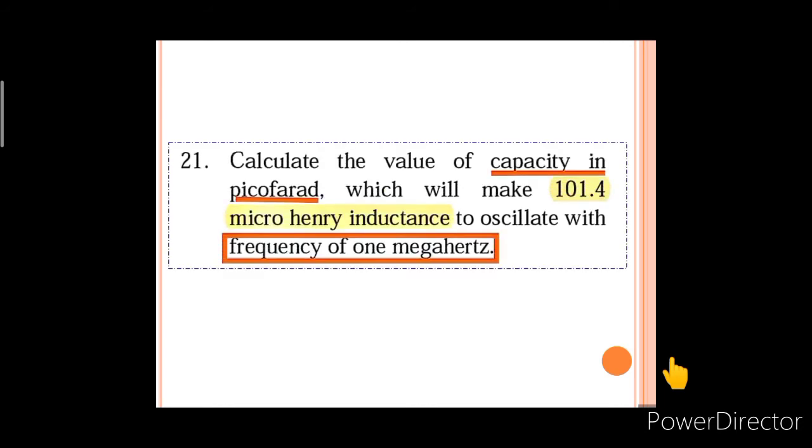The next unsolved numerical from the textbook, question number 21 is, calculate the value of capacity in picofarad which will make 101.4 microhenry inductance to oscillate with frequency of 1 megahertz. We have to determine the capacity in picofarad, and it is given that the value of the inductance is 101.4 microhenry, and the frequency is given as 1 megahertz.